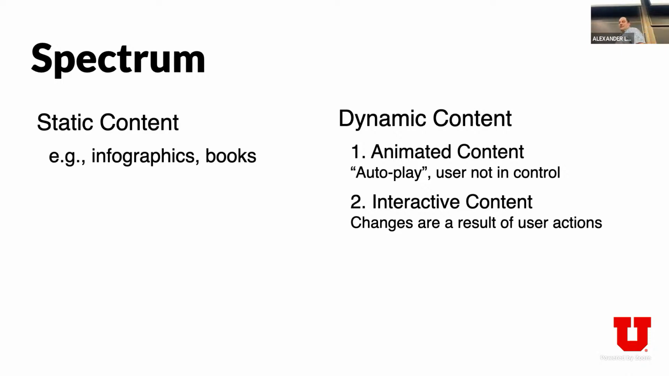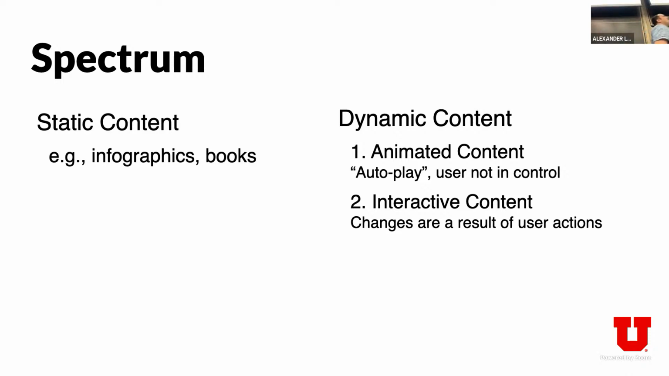dynamic content. For dynamic content, we can distinguish between animated content, which is like autoplay, but not user control. You can think of this as data videos, and we'll see a few really good examples later in the course. But here the user isn't in control, so there is no tooltip or filters that you can apply. The second one is interactive content, where changes are the result of user actions. And interactive content is really the most interesting piece.